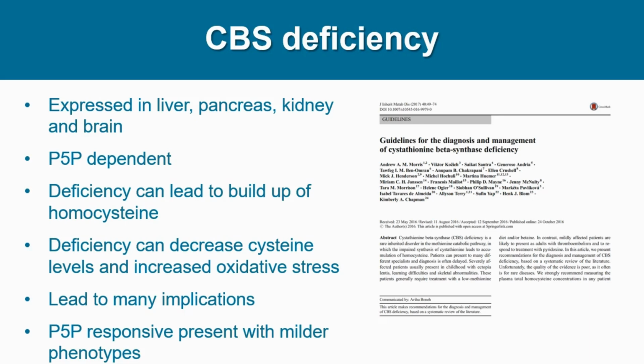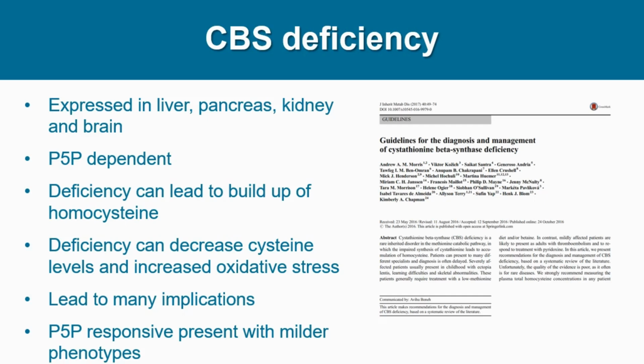Cystathionine beta synthase. It's expressed in the liver, pancreas, kidney and brain. It is B6 dependent. Deficiency can lead to a buildup of homocysteine. It can decrease cysteine levels and increase oxidative stress because it can affect glutathione. It could lead to many implications. So the P5P responsive type presents with a little bit milder symptoms.